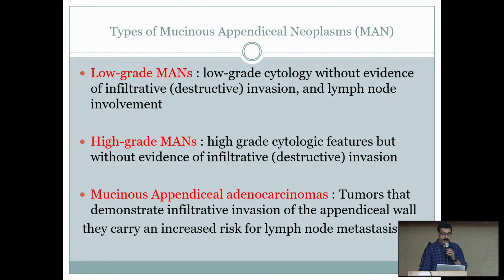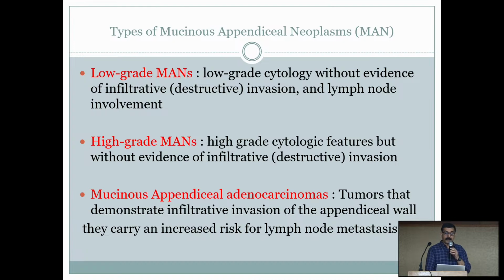These are the things we are discussing. The low-grade MANs, or LAMN, have low-grade cytology. The most important pathological feature that we as surgeons should note is that it doesn't infiltrate or invade any of the organs. That is the pathognomonic feature, and the cellularity shows low-grade cytological alteration, which is called LAMN. If the same features have high-grade cytological features, that becomes HAMN. That is the only difference between high-grade and low-grade mucinous neoplasms.